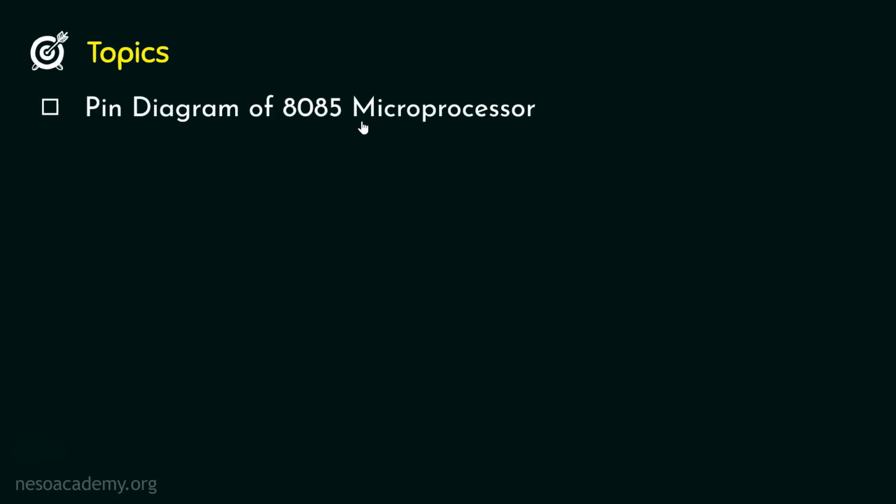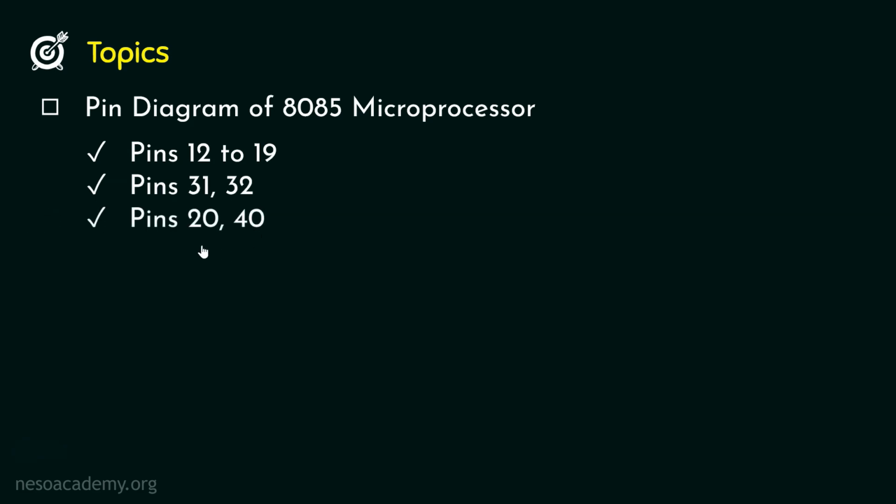Coming to the topics that we are going to cover in this session, today, from the pin diagram of 8085 Microprocessor, at first, we will learn about the pins 12 to 19. Then we will learn about the pins 31 and 32. Finally, we will discuss about the pins 20 and 40.